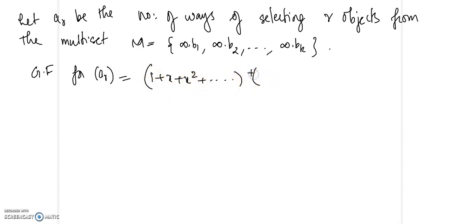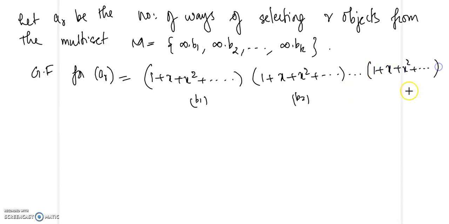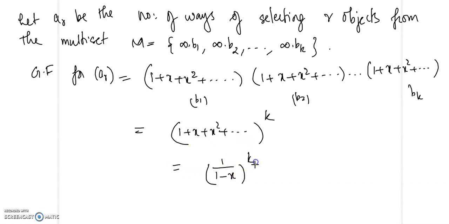So again this is for b1, then for selecting b2 it is the same, 1 + x + x² + etc. So this is for b2, and for bk also 1 + x + x² + etc. So this is for bk. So this will be (1 + x + x² + etc.) whole power k. So this is the series for 1/(1 − x). So therefore the generating function is (1/(1 − x))^k.